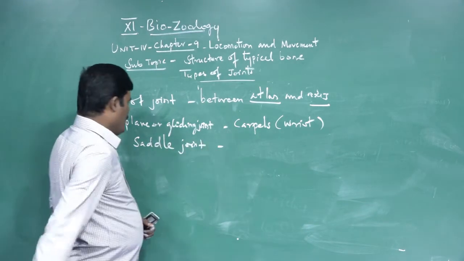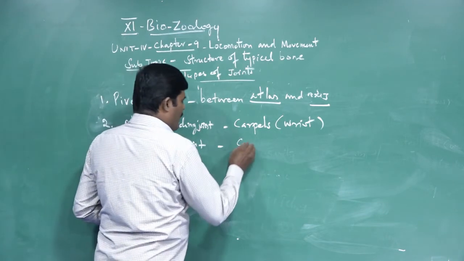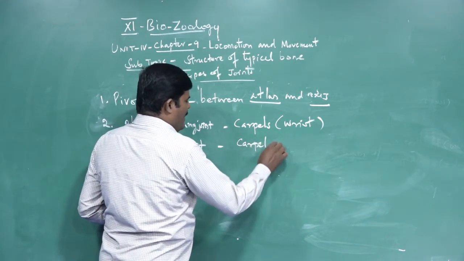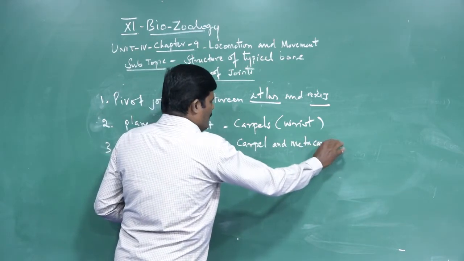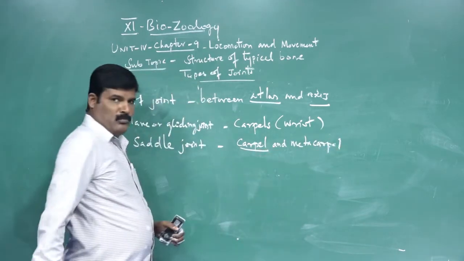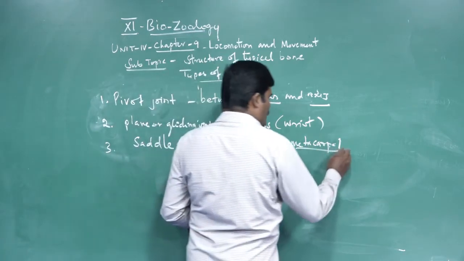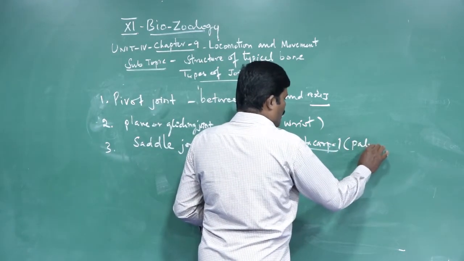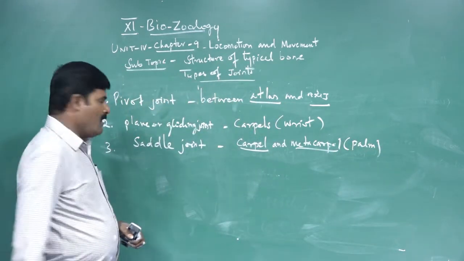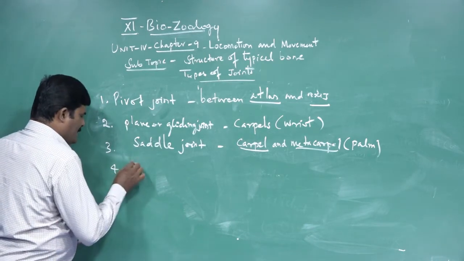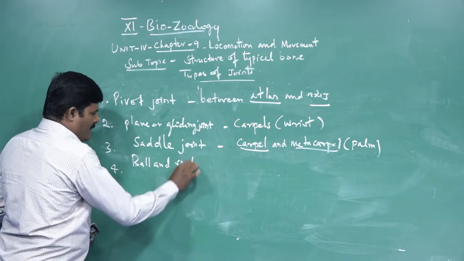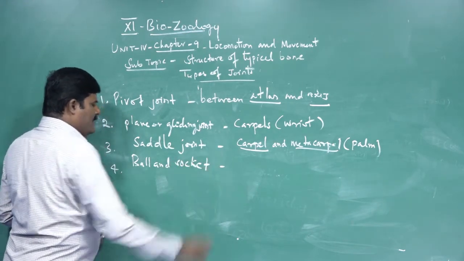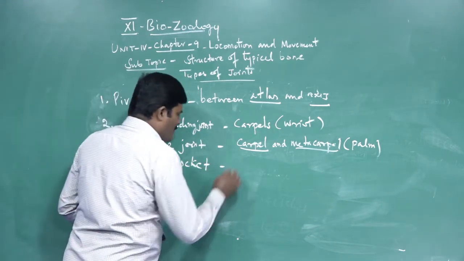What is the example of saddle joint? Carpal and metacarpal. Carpals are the wrist bones. Metacarpals are the bones of the palm. Okay. The fourth one is the ball and socket joint. What is the example?